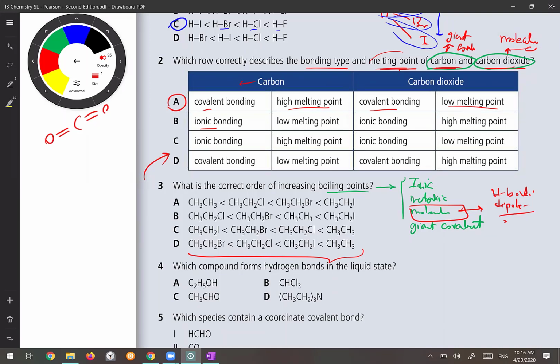Okay, let's come back to this question. Four types of molecular compound are mentioned here. One is CH3CH3, CH3CH2Cl, CH3CH2Br, CH3CH2I. So three of them are polar molecules, one of them is non-polar. So which one is non-polar?